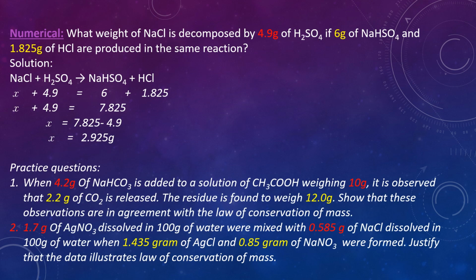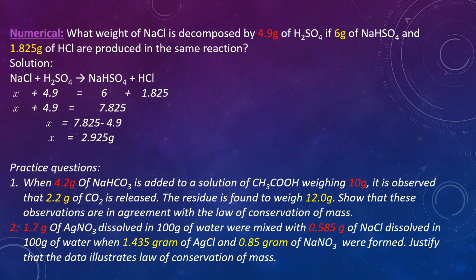Now I'm taking one numerical. What weight of sodium chloride is decomposed by 4.9 gram of H2SO4 if 6 gram of NaHSO4 and 1.825 gram of HCl are produced in the same reaction? Now first of all students, you have to write the reaction. Here reactants are NaCl and H2SO4, so we write them on left hand side, and NaHSO4 and HCl are products, so we write them on right hand side.